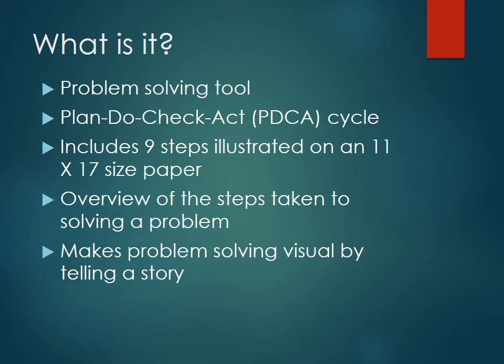What is it? In general, it is a multi-purpose tool used for problem solving. It incorporates the plan, do, check, act cycle, which allows you to illustrate the changes you are planning on making towards process improvement. It is a living document that can be continuously updated and revised based on the progress made. There are 9 steps taken and illustrated, and it is usually printed out on an 11 by 17 paper. A3s make problem solving visual by telling a story with each box.